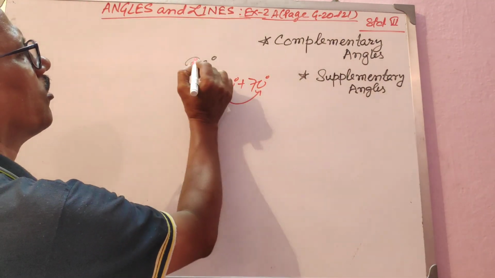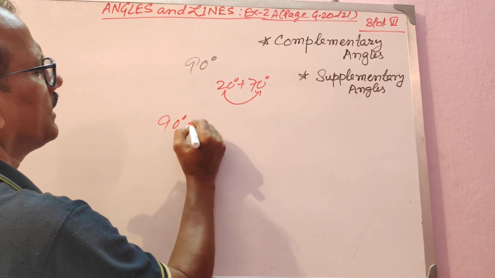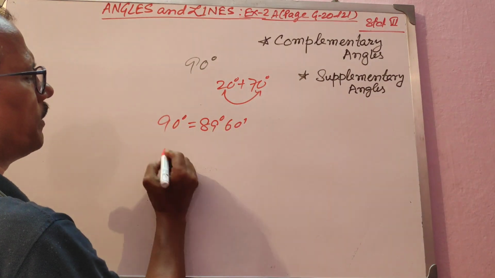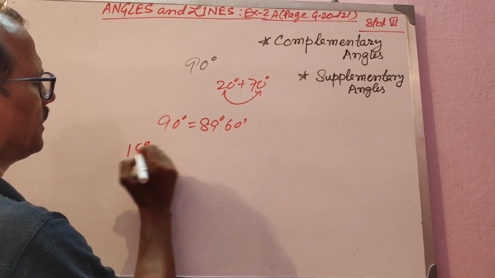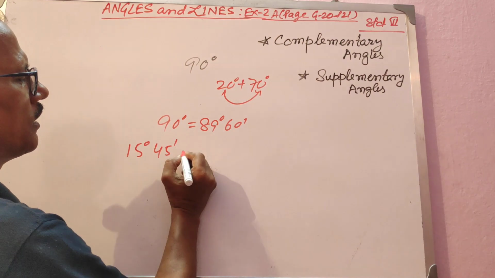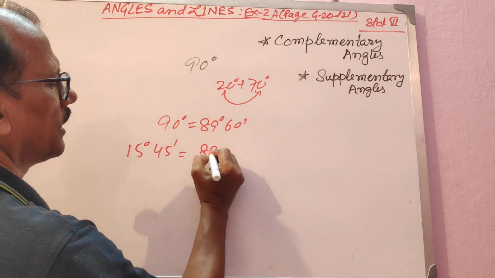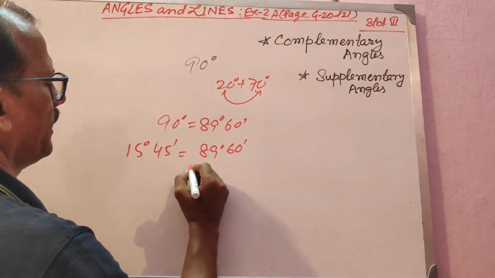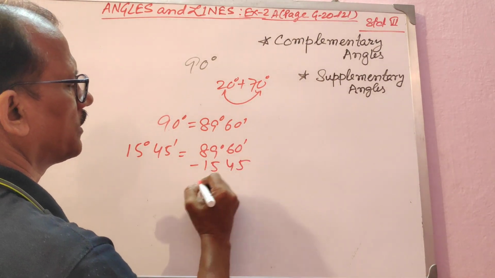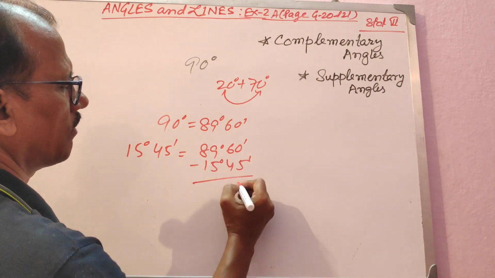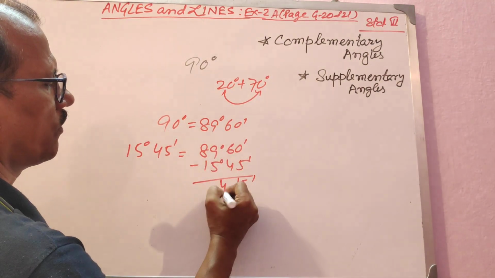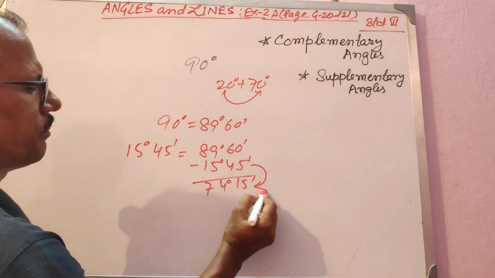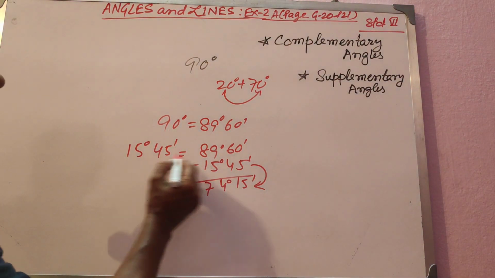Now 90 degrees, I said to you, can be written as 89 degrees 60 minutes. So what will the complementary angle of 15 degrees 45 minutes be? You have to subtract from 89 degrees 60 minutes. Don't subtract from 90 degrees, it will be difficult for you. 89 degrees 60 minutes minus 15 degrees 45 minutes. If you do the subtraction, you will find 15 minutes, and here 74 degrees. 74 degrees 15 minutes will be the complementary angle of 15 degrees 45 minutes.